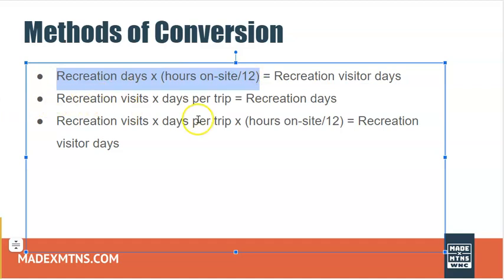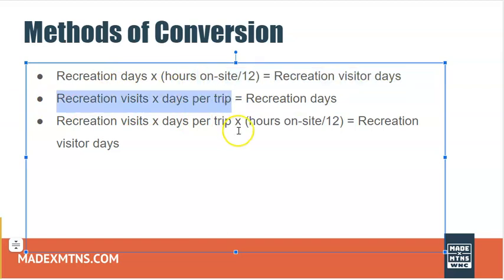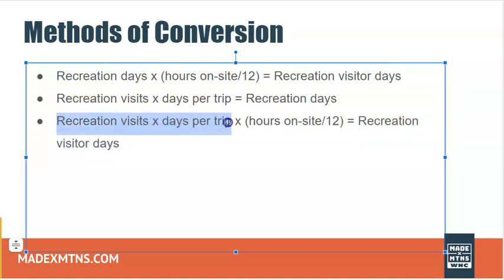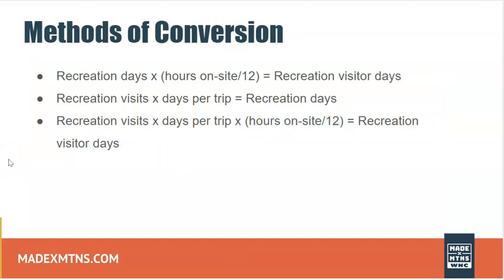Recreation days is equal to recreation visits times days per trip. And then substituting recreation days into the first formula, recreation visitor days is equal to recreation visits times days per trip times hours on site divided by 12.